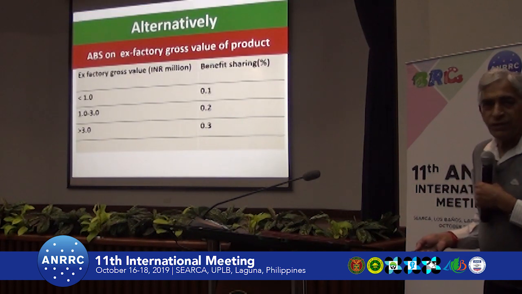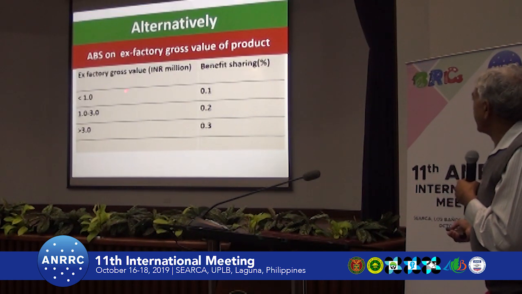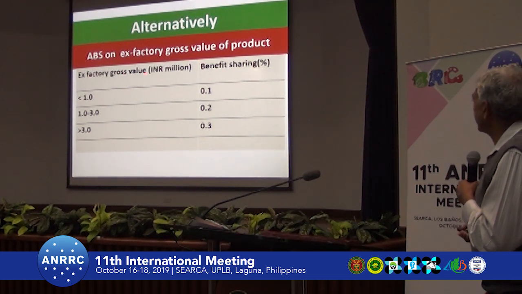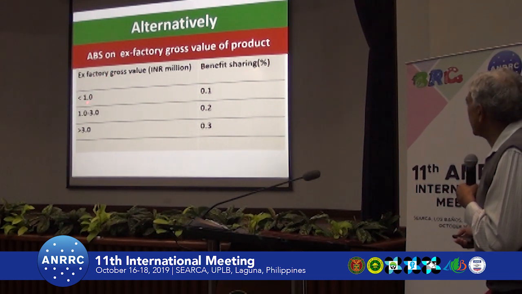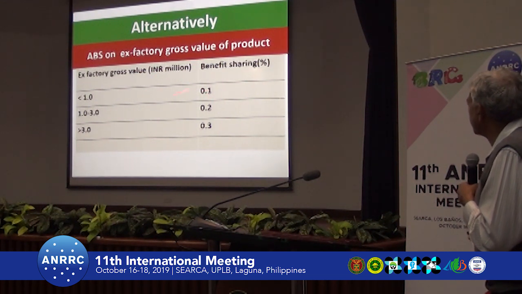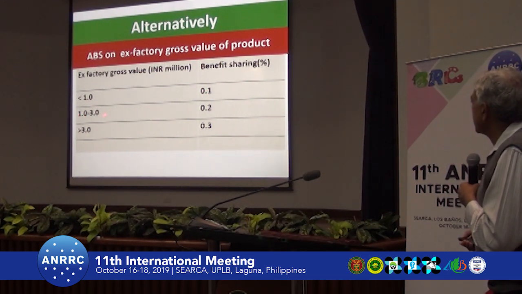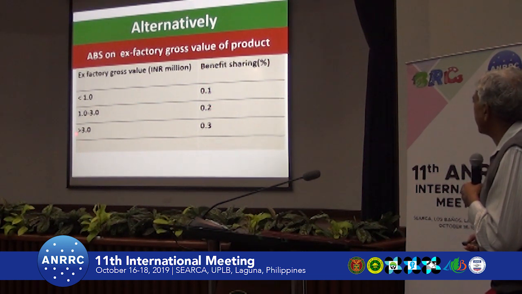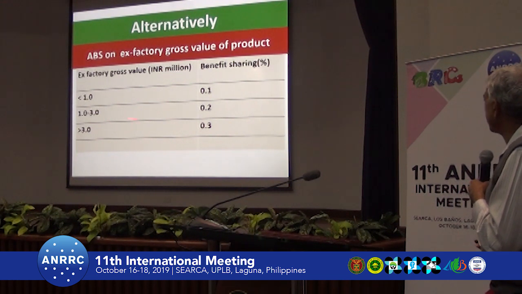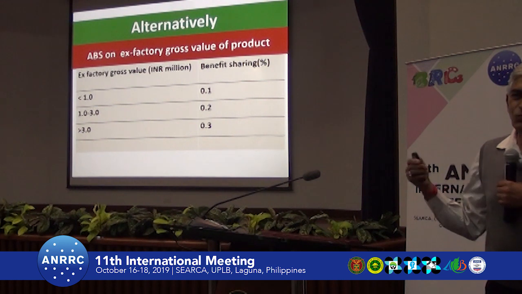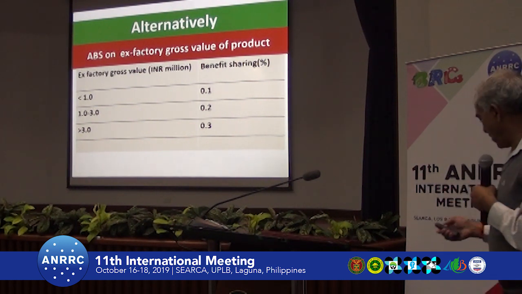Or alternatively, you can give on the ex-factory gross value of the product. If the ex-factory gross value is less than 1 million Indian rupees, you have to give 1.1%. If it is 1 to 3 million Indian rupees, 0.2%. More than 3 million Indian rupees, it is 3%. Either you follow the first or you follow this on the basis of the gross product.